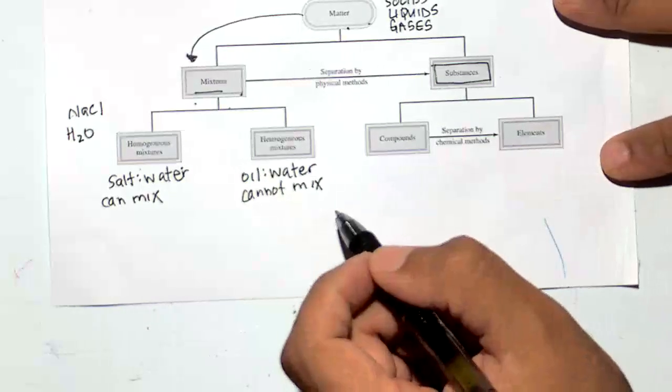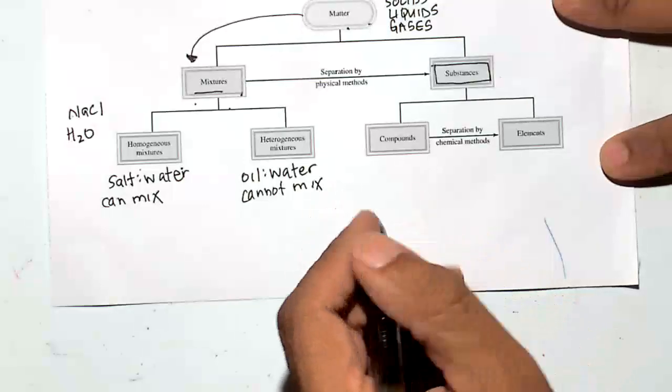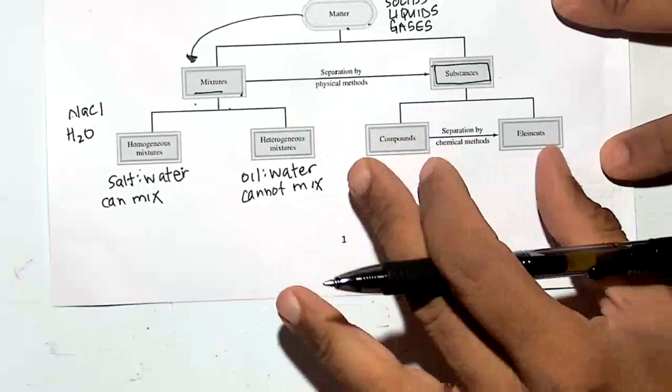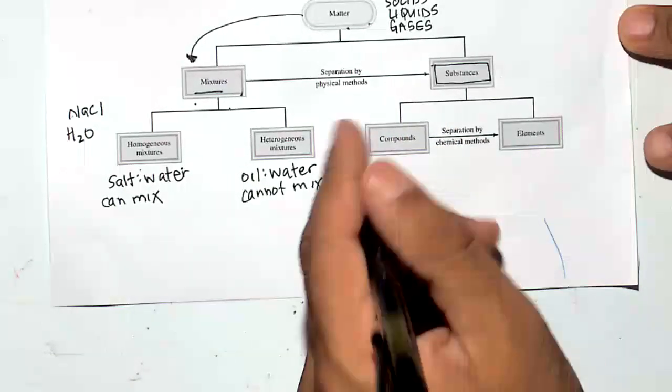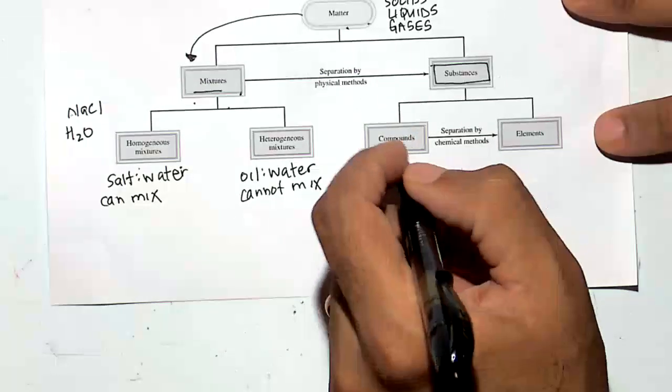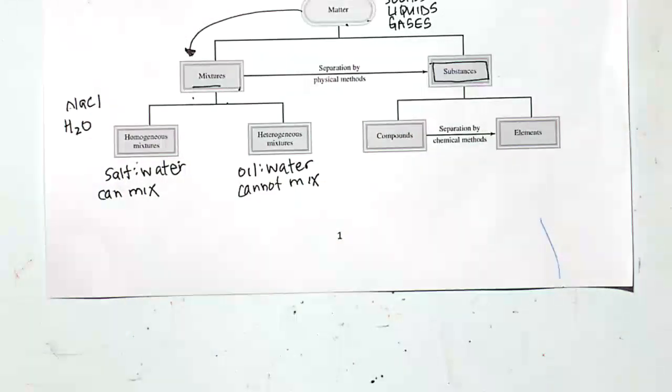Those substances we break apart, those substances we can break apart into compounds. So this is real chemistry here. This is at the level that we cannot see. So the substances that we can break apart are compounds and elements.